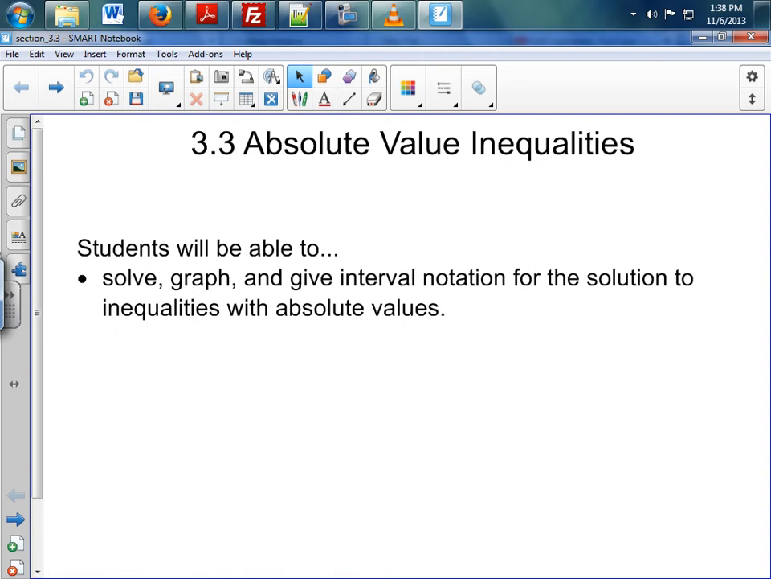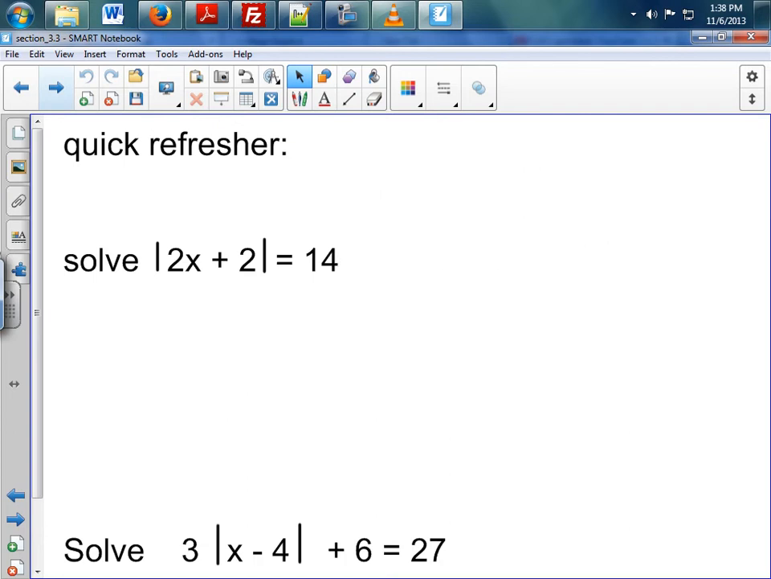So there you go, absolute value inequalities. Hopefully you remember what absolute values are. If not, I gave you a refresher one. Okay? Do you remember how we solved these? Remember, we made sure the absolute value was by itself.